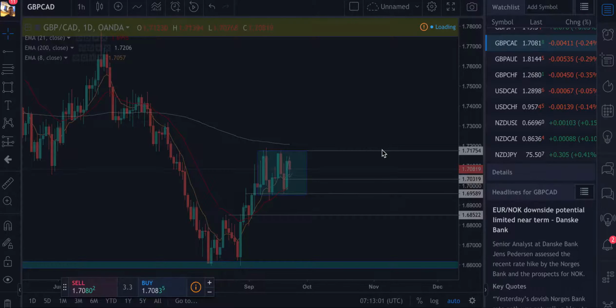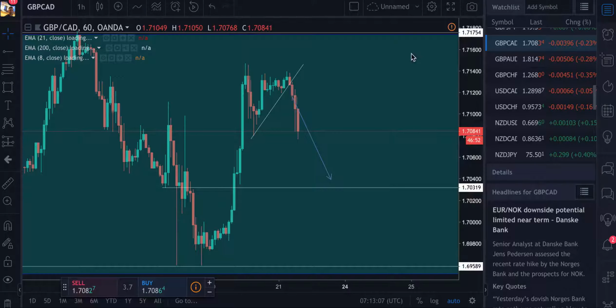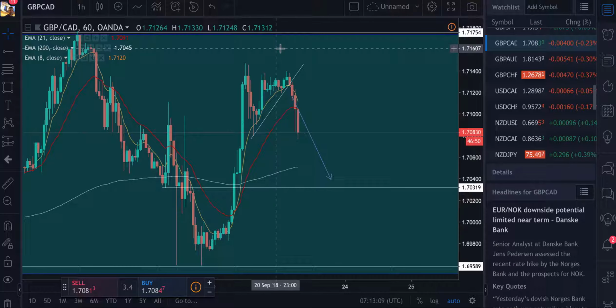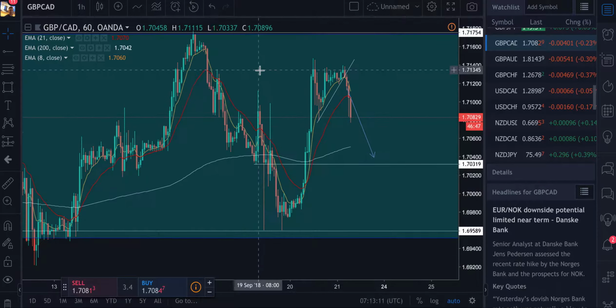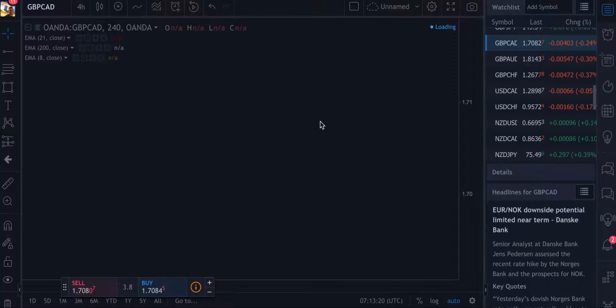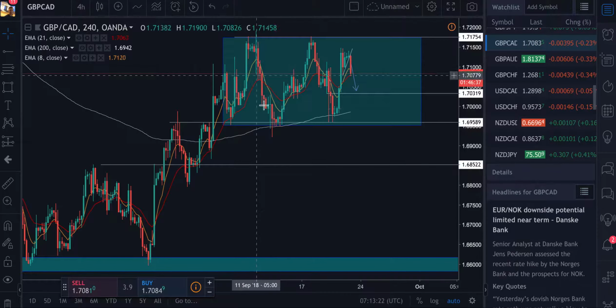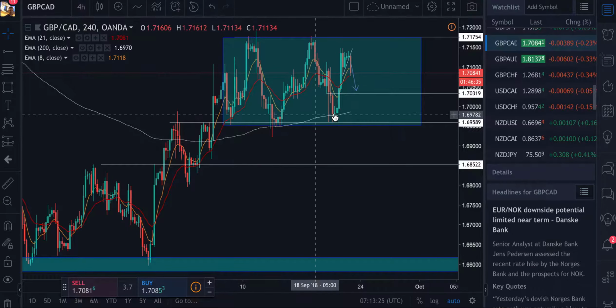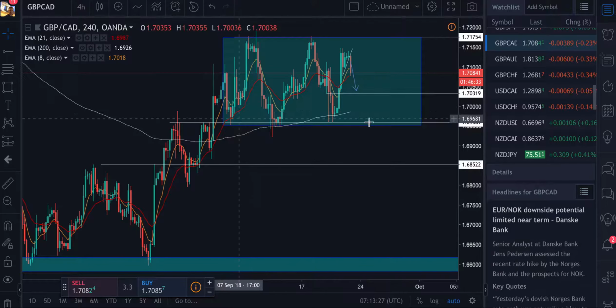Just waiting for this chart to load here. As you can see, this is the top of the resistance. We're trading in this sideways pattern at the moment. If we go to the 4-hour time frame, you can see it a bit clearer. We've got our touches: 2 touches at the bottom, 2 on the top, 3 on the bottom.